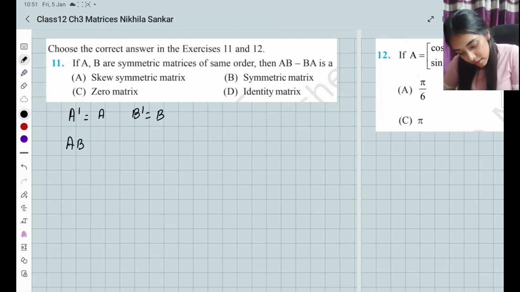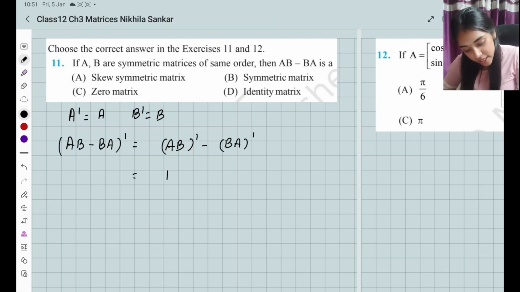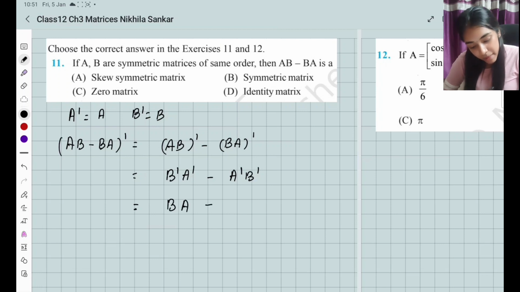So AB minus BA, the whole transpose, is going to be AB transpose minus BA transpose. Now what is AB transpose? This is going to be B transpose A transpose, minus this is going to be A transpose B transpose. So now B transpose is going to be B and A transpose is going to be A, minus A transpose is going to be A and B transpose is going to be B.